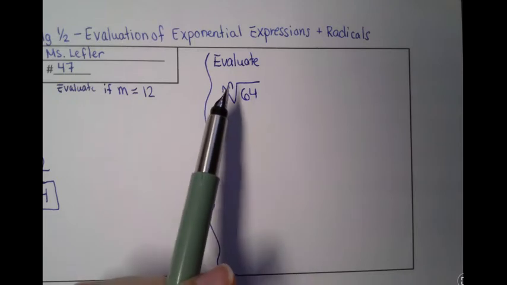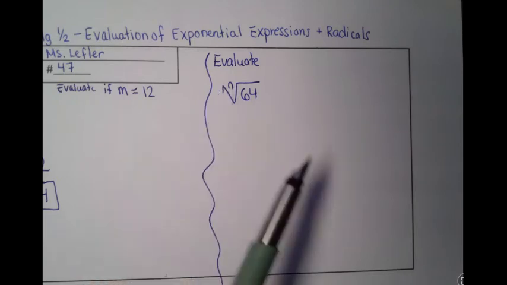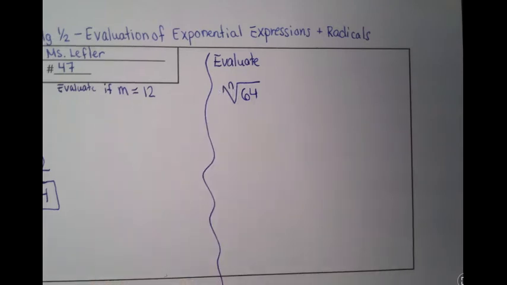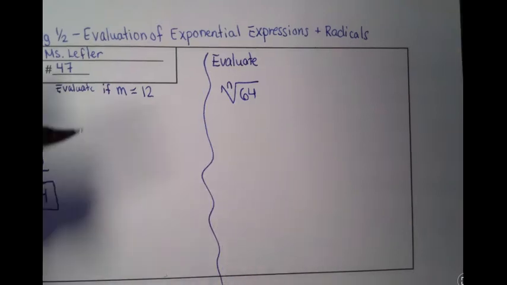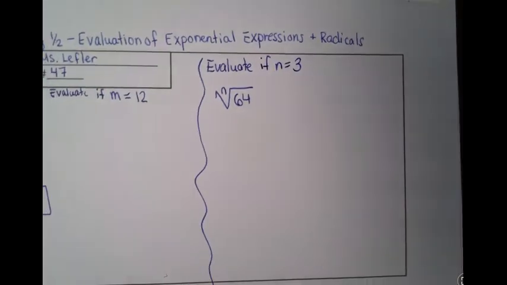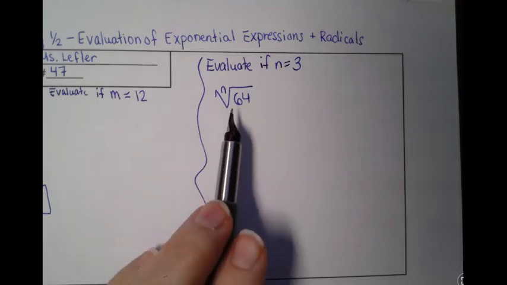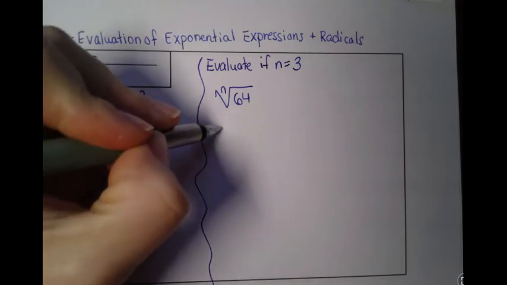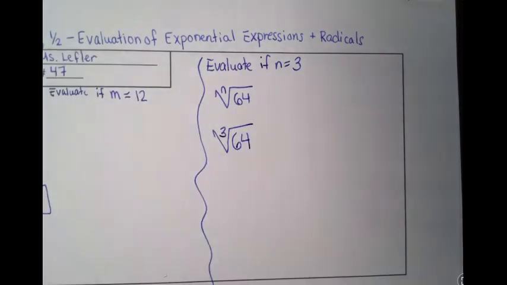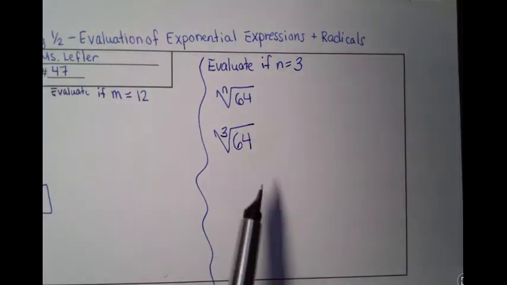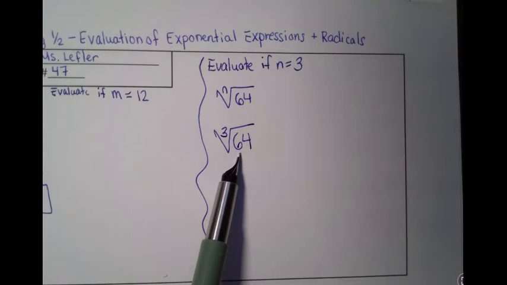So the nth root of 64, I don't know what that is unless I know what n is. So I'm going to evaluate this if I know that n equals 3. So if n equals 3, I just replace the n with a 3. So I can say this is the third root of 64. So what this is really asking me is what number times itself 3 times to make 64?